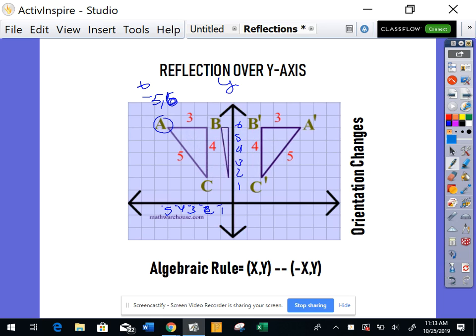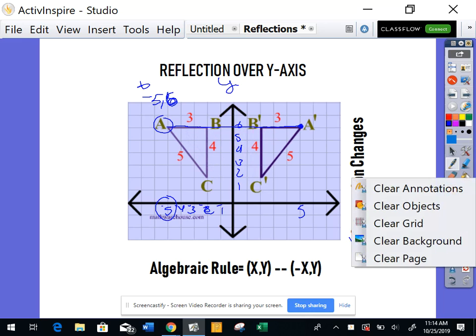Okay? So when we do a reflection over the y-axis, the easy thing to remember is that the y will stay the same. We see a prime over here. The y is going to stay the same, but the x is going to become opposite, okay? So here it is negative 5. Over here, it's going to become positive 5, okay? So that's the rule in effect: the x becomes opposite, the y stays the same when reflected over the y-axis, okay? But key note is that the orientation changes, okay?